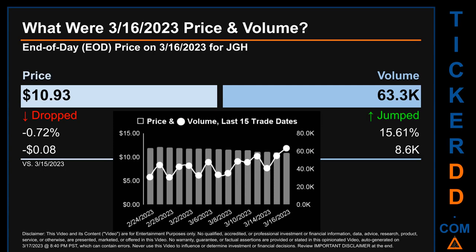Across a range of $1.16, the max and minimum end-of-day price were respectively 12.09 and 10.93. Volume saw a range of 32.6 thousand, from a day low of 30.7 thousand to a day high of 63.3 thousand.